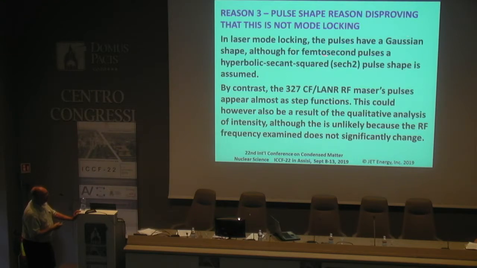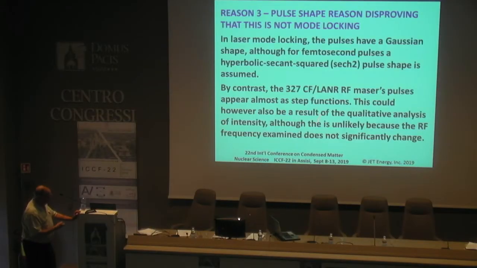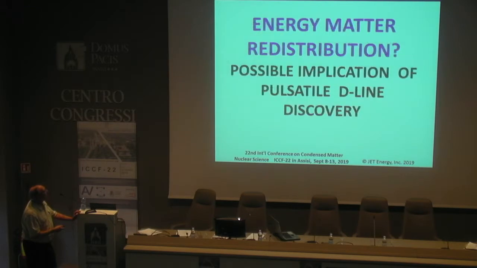Third reason it can't be mode locking is the shape. In mode locking, the pulses have a Gaussian shape, but not always. By contrast, these appear as step functions, or something close to it. Now, that could be a result of the qualitative analysis of our intensity. We don't have a completely linear system yet, but it seems unlikely because the radio frequency examined does not significantly change. So what then is it?